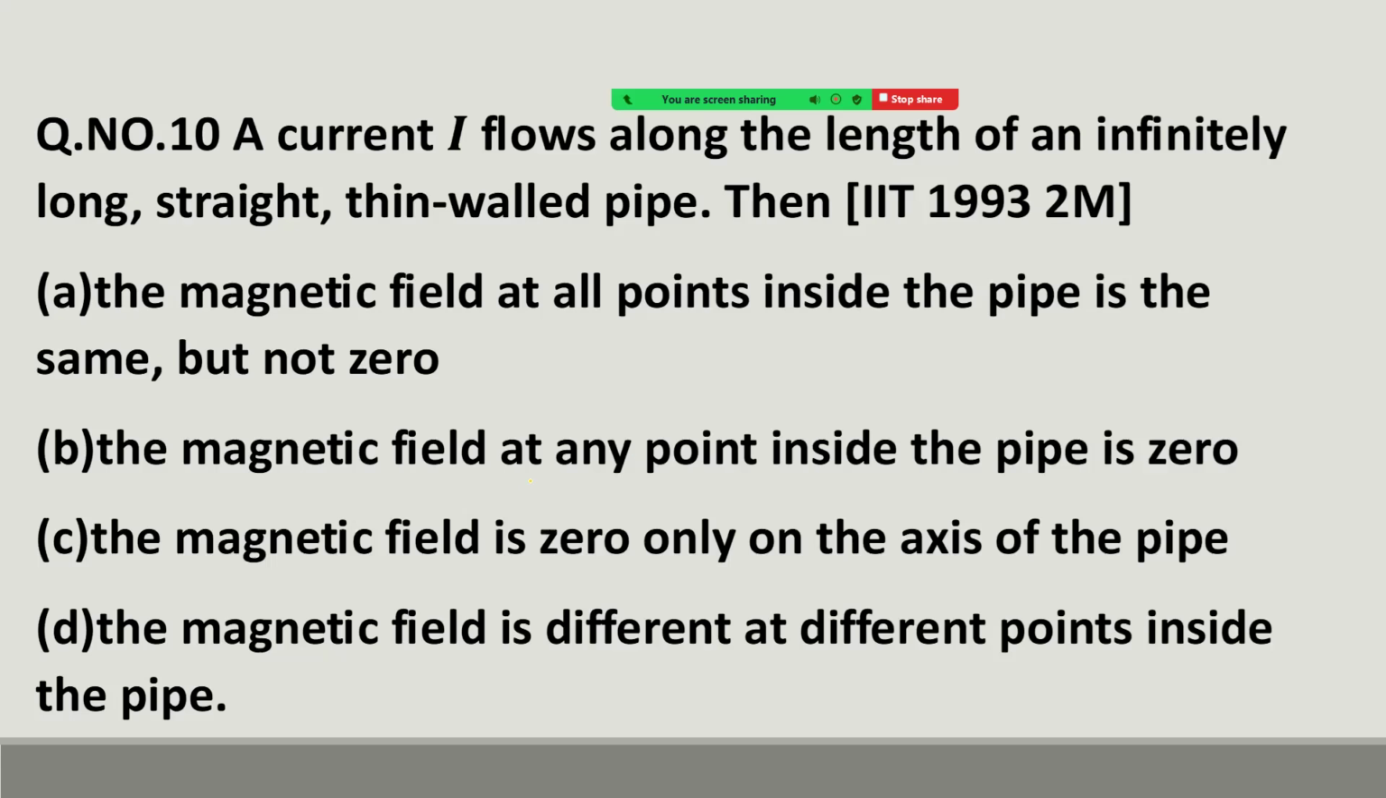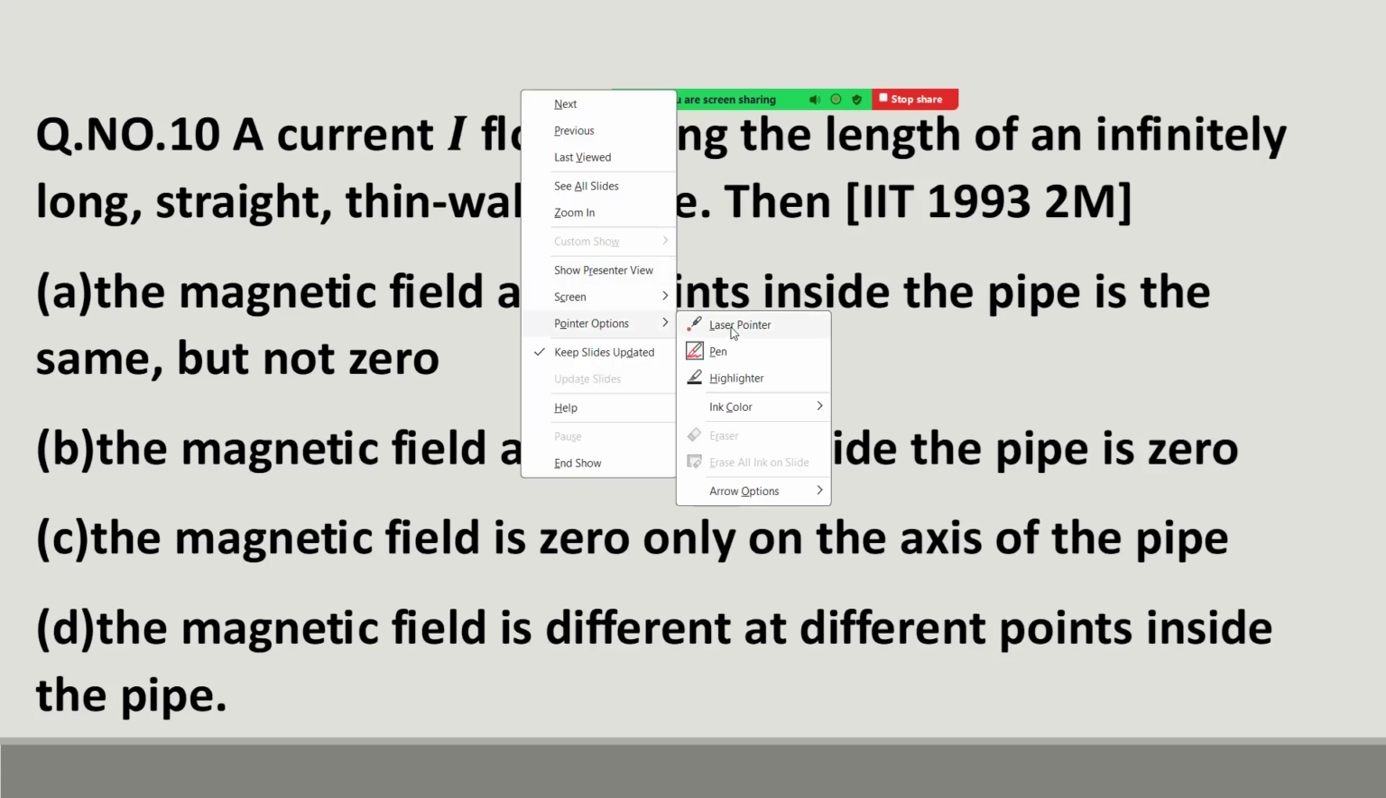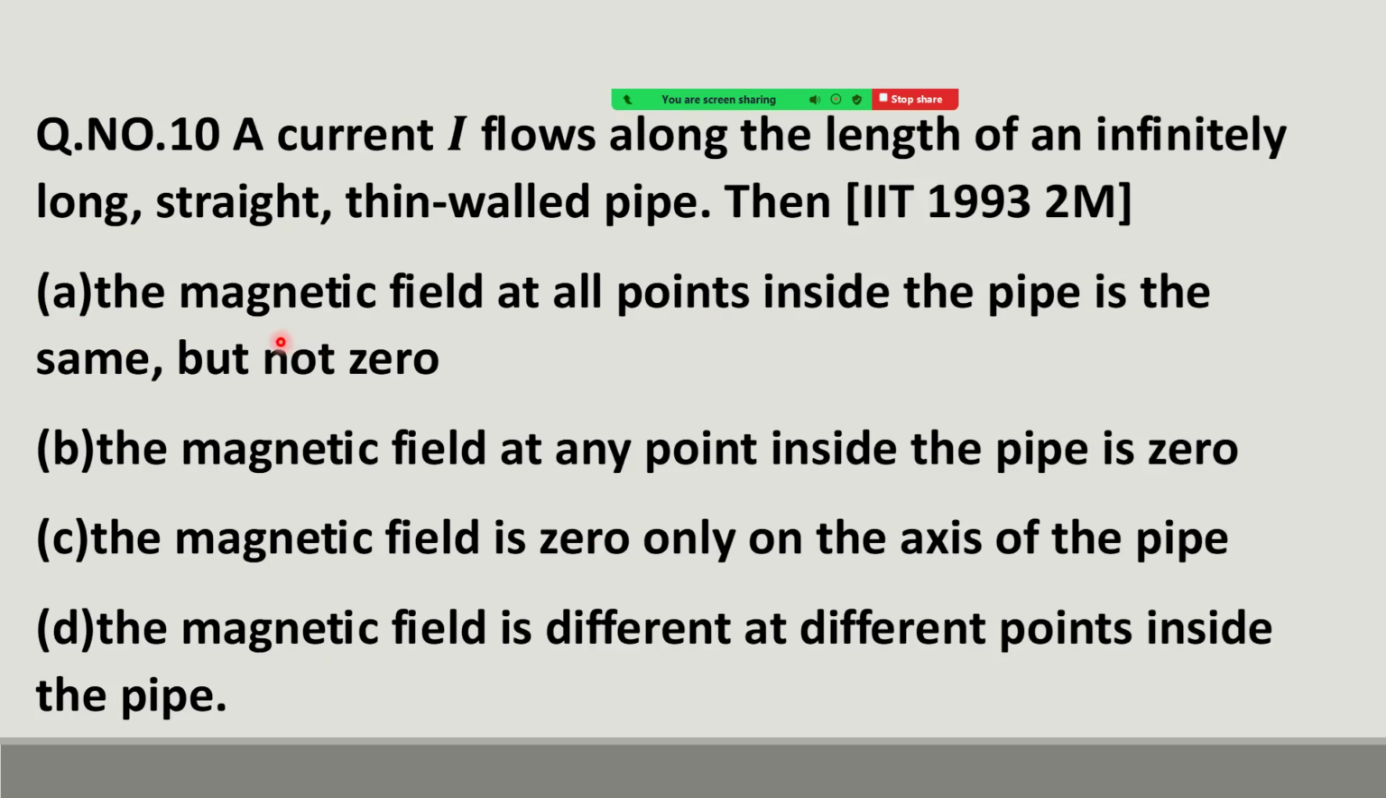So coming to the answer. It is 0 at all points inside, so it is 0 at any point inside the pipe. This is the correct one. The option saying the field is the same at all points but not 0 is wrong. Zero only on the axis is also wrong. Different at different points inside the pipe is also wrong. The only correct one is option B, right?